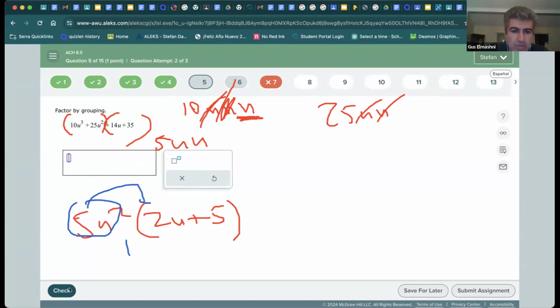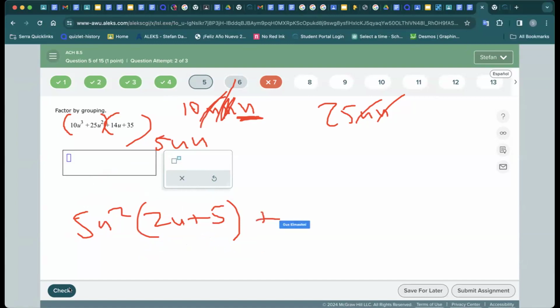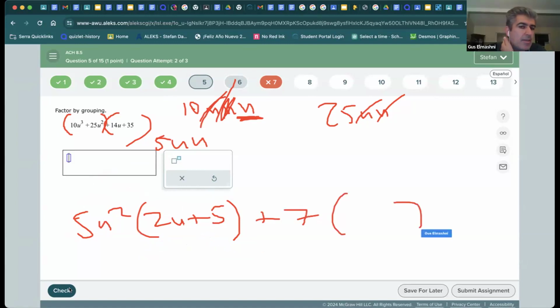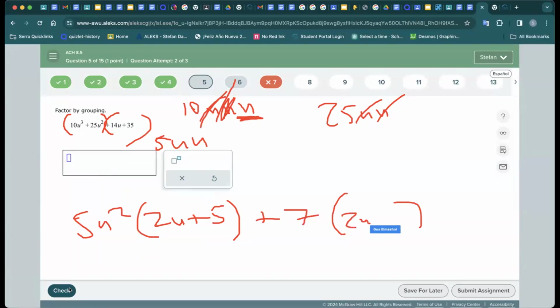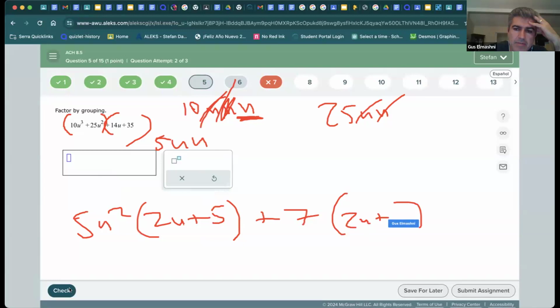Okay, so now that the first group is done, let's do the second group. The second group is 14u plus 35. What do they have in common? They're both factors of 7, so it'd just be 7. Yes, good. And what's left inside? When you divide this by 7, what's left inside? 2u plus 5.